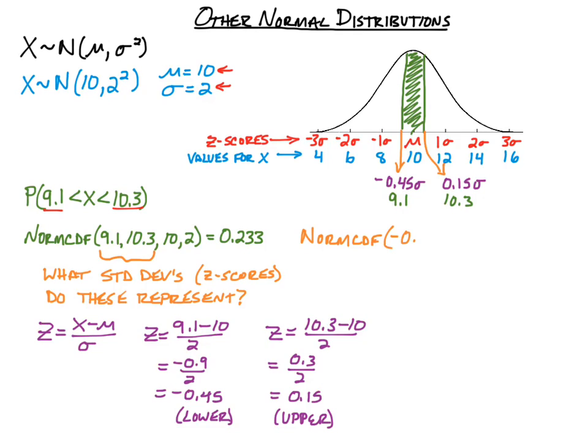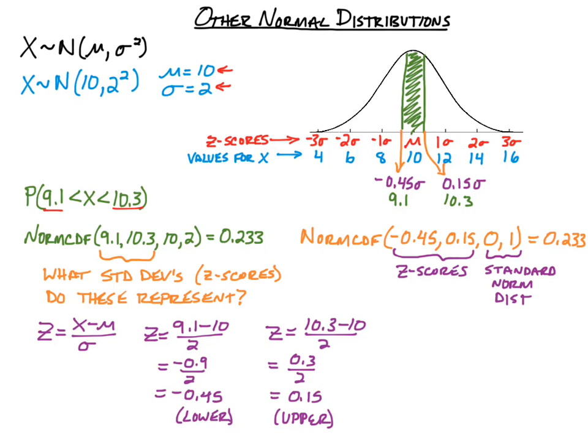So if we do our normal CDF, if we use negative 0.45 for the lower bound and 0.15 for our upper bound, we would have to use the mean and standard deviation that correspond to using z-scores, which is what we talked about at the beginning of the video. That's where we've got 0 for our mean and 1 for our standard deviation. So let's work through this, and then I'll do a summary. These are the z-scores from the standard normal distribution, and we get the same value, 0.233, if you punch that into your calculator. Confirm that, let me know, make sure I didn't make a mistake.